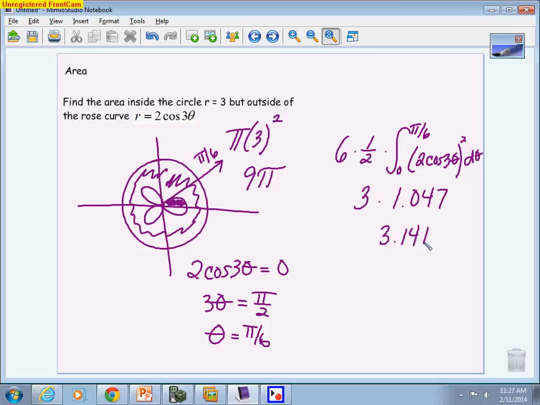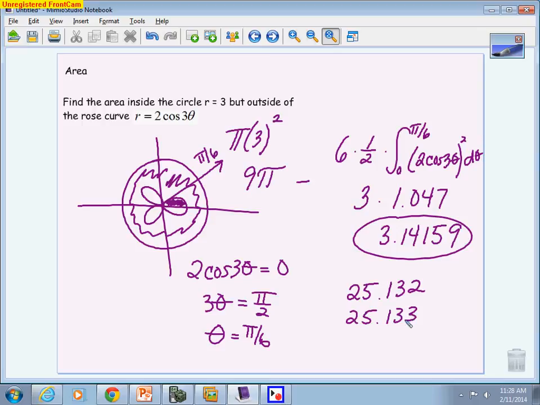And the interesting thing here is you actually get an area that is equivalent to pi. If you were to do this problem by hand, it would be a mess because of all the trig identities you'd have to use, but you would get pi when you were all said and done. So we want to know the total area that's in that shaded region, so I'm going to take 9 pi minus pi, and you get an answer of either 25.132 if you truncate, 25.133 if you round, or if you work it out exactly by hand, it is exactly 8 pi.